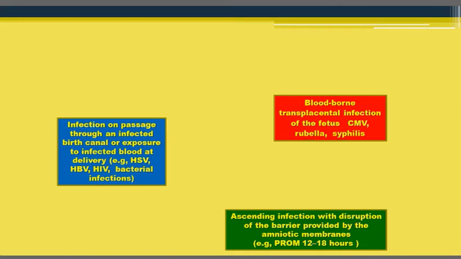Now we will come to know what the major routes are for the baby to acquire the infection. We can say it is a perinatal infection.